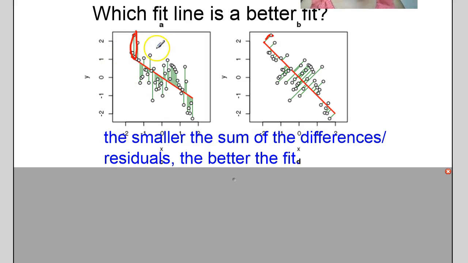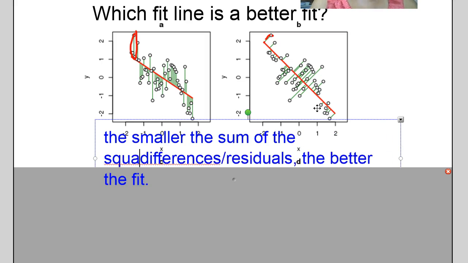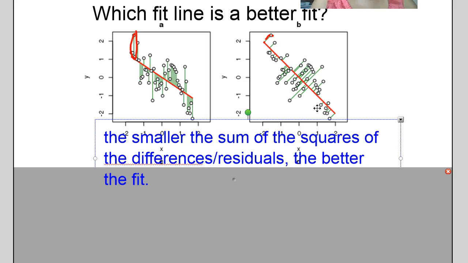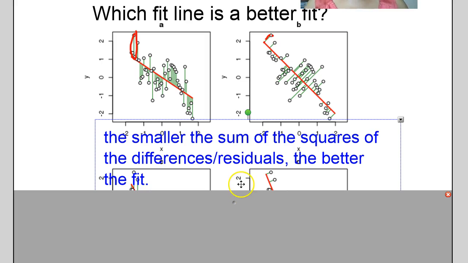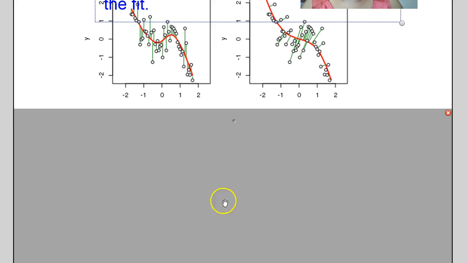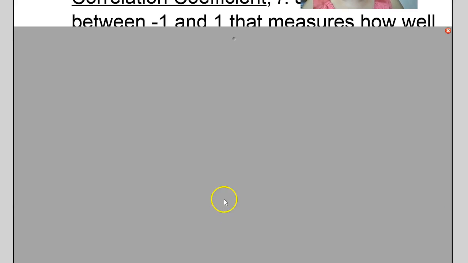But how do we quantify that? Well, if I were to add up all the lengths of all these residuals, I would have a number. But sometimes people don't add up the positive lengths, they just add up the distance, and this is a positive distance, this is a negative distance. So sometimes, instead of just using the sum of the differences, they will use the sum of the squares of the distances, which we could do too. But we're not going to spend time with that, even though we could. We're going to take a look at the process of determining that information.